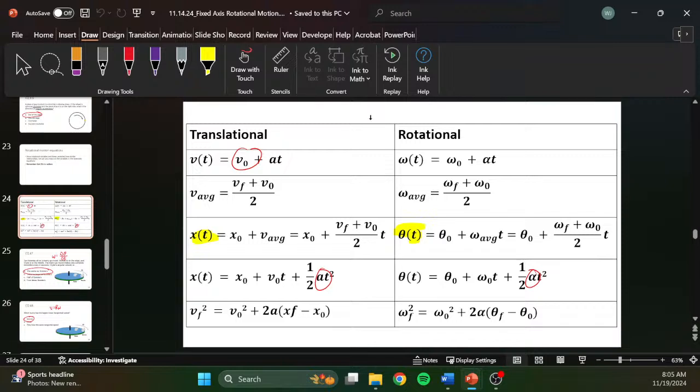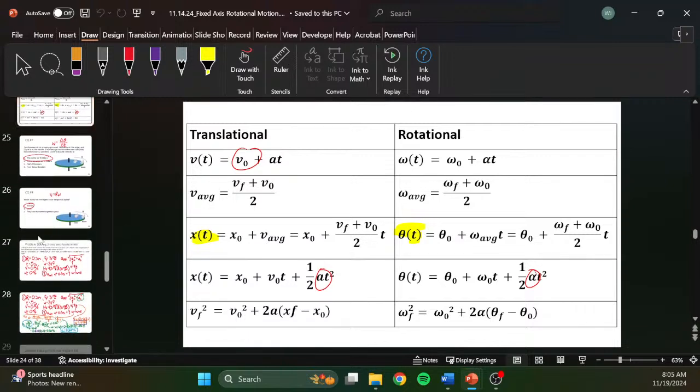And then the other really nice relationship was to go from one to the other. If you want to go from theta to X, you just multiply by R. If you want to go from alpha to A, you just multiply by R. If you want to go from omega, angular velocity, to velocity, you just multiply by R. So it was really straightforward connections, and if you understand kinematics, this isn't too crazy.